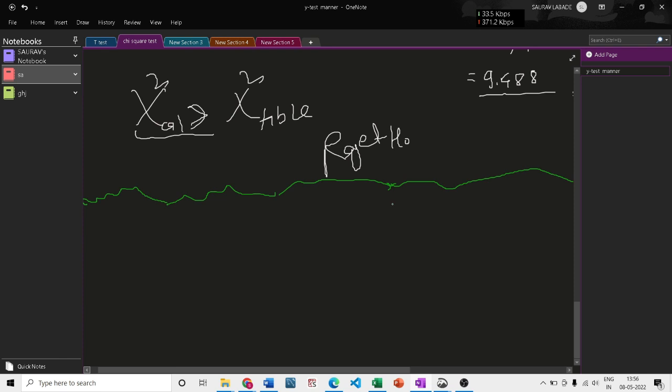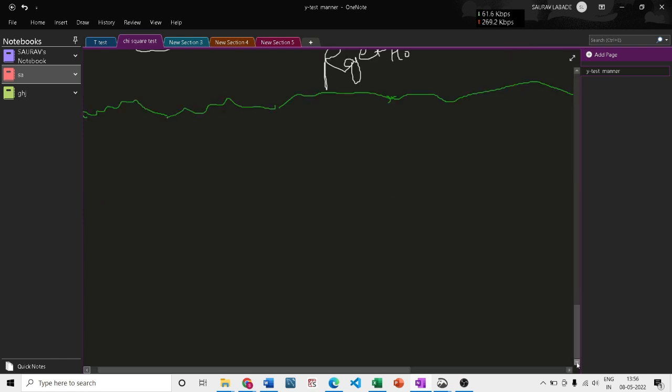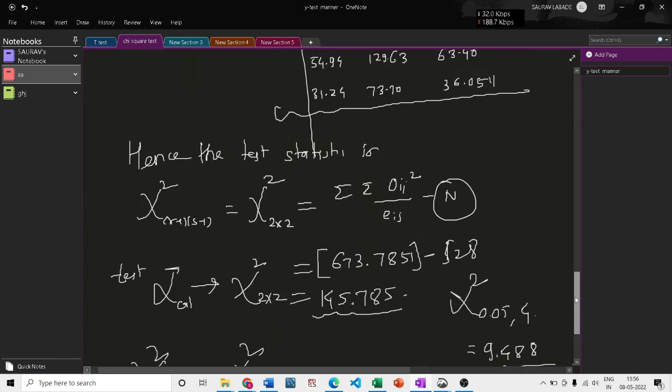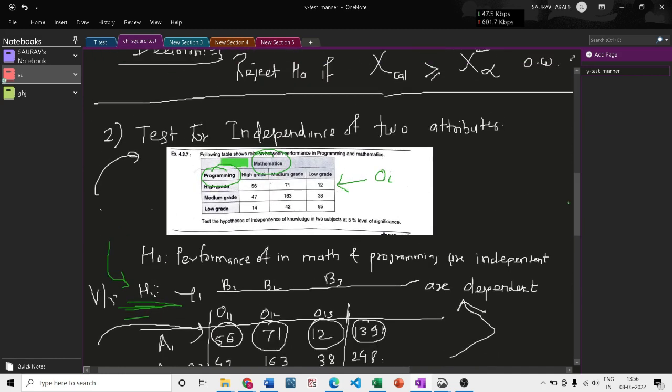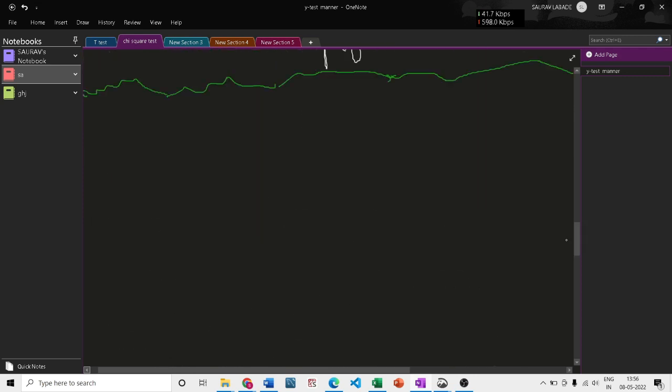So the next test I am going to discuss is also the independence test for two attributes, but this is R cross C, that means n number of rows and n number of columns are there. Then I use this test. But when there are only two rows and two columns, there is a different formula for that, so we have to use that.